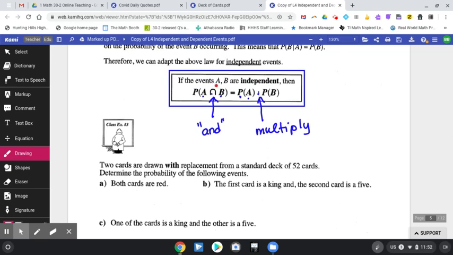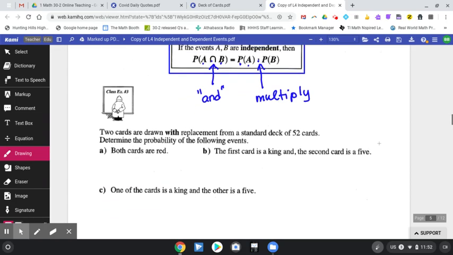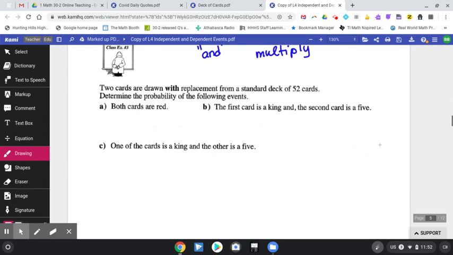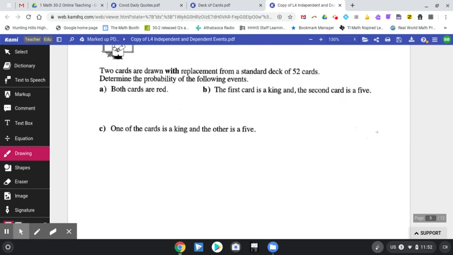I still think about and means multiply. This will be probability of A times probability of B. And even though it doesn't have the after A, I still always think about it as A has already happened. And that way, anytime I'm doing an and question, it will feel the same.